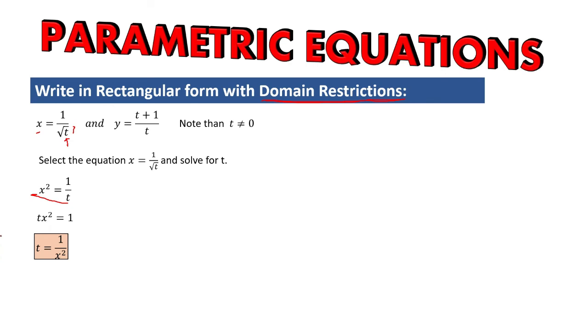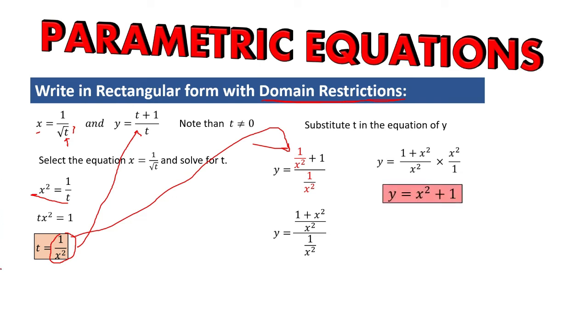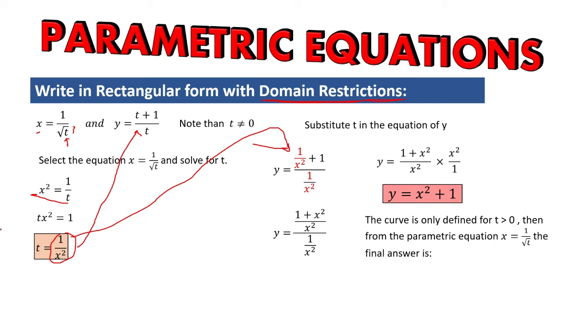And now when you find t, you substitute the value of t in this equation. You substitute in this equation. Now 1 over x squared is substituted here. Okay? Now do the operation, common denominator, and at the end, this is the equation in rectangular form. But remember, the curve is only defined when t is greater than 0.